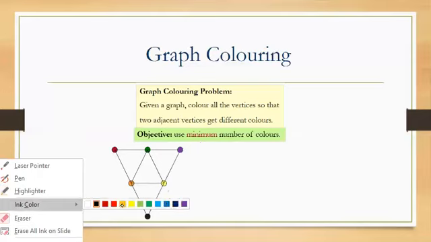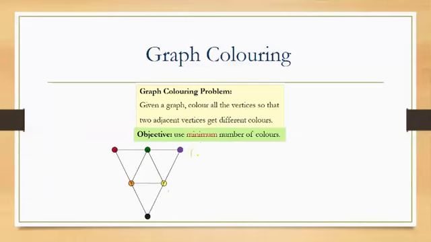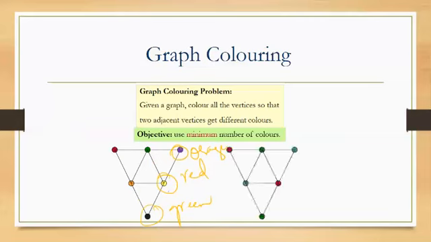I am taking this color as orange. This vertex is orange, and this vertex is green, and this is also orange. Now this vertex I can take as red. Now red and orange are there, so we can take this vertex as green. So basically the minimum number of colors required is 3.